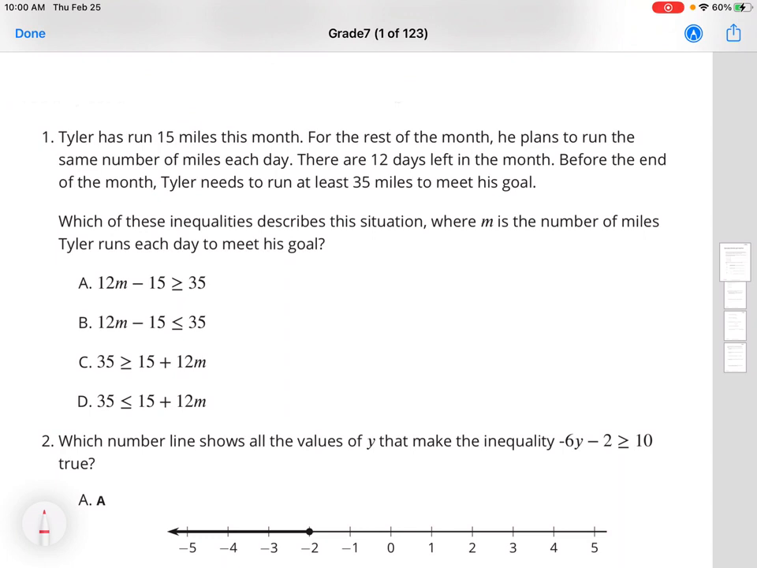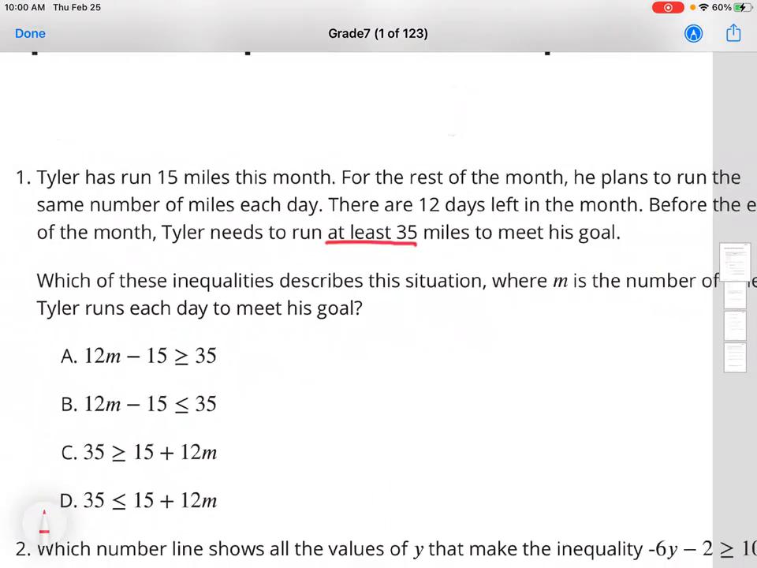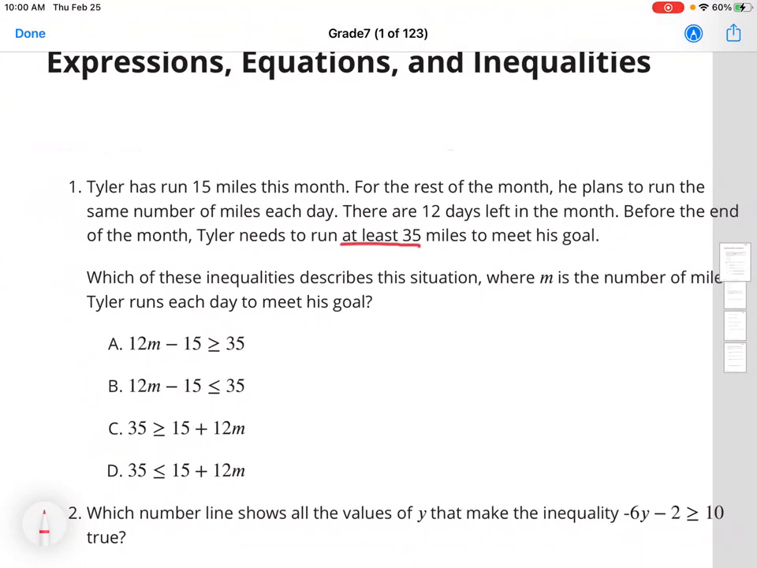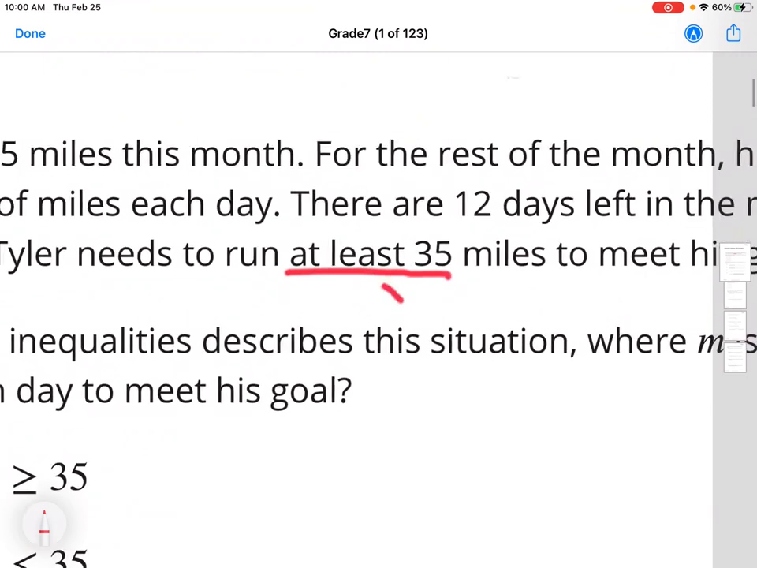So first, when I'm working with inequalities, I need to look for my keywords that would tell me which symbol I would use. So for this problem, it says at least 35 miles. So that means he needs to run 35 miles or more. So then it needs to be greater than or equal to 35.